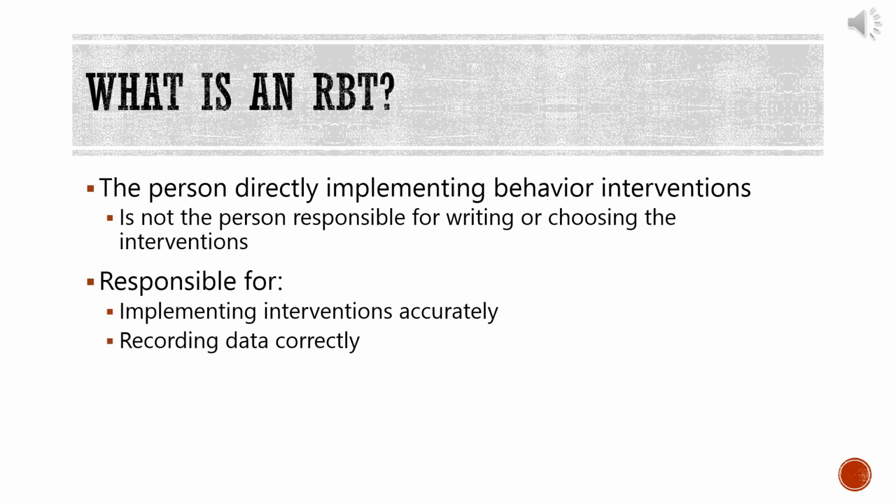Recording data correctly. As mentioned before, BCBAs tend to oversee the progress of several clients at a time. Because of this, they are unable to be there for every moment of intervention. Due to this, it is very important that the RBT takes data accurately and consistently. Before beginning a new program, the RBT should make sure that they have a good and thorough understanding of what a correct or incorrect response is for their client. Additionally, they should receive training on the data collection method being used to ensure accuracy further.